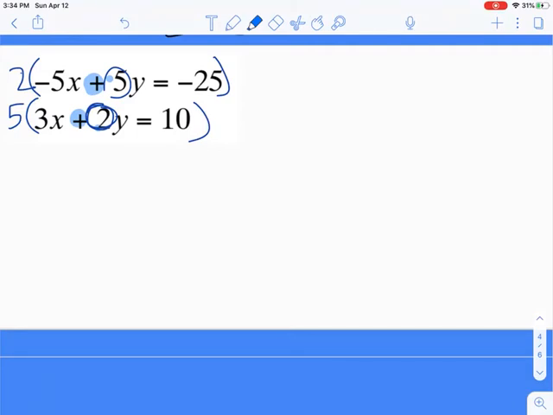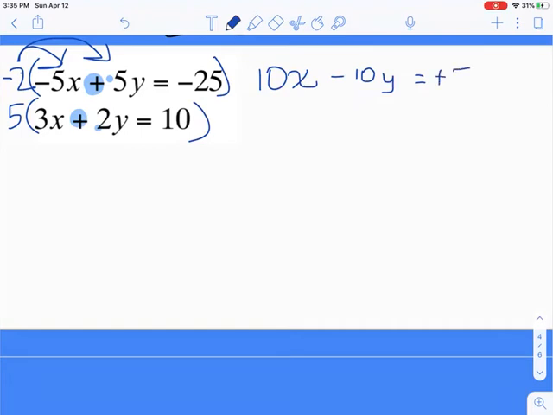No, it does not. So how we're going to do this, choose either the first equation or the second equation. We're going to multiply by a negative. I'm going to choose that first one. So we're going to rewrite the equations. Negative 2 times negative 5x, we have 10x. Negative 2 times positive 5y, we have negative 10y. And then we have equals positive 50.